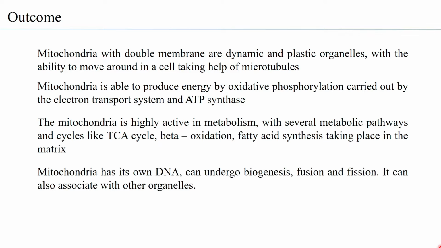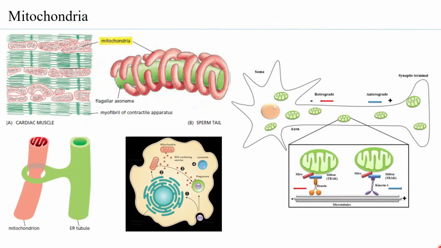Mitochondria have their own DNA. They can undergo biogenesis. They can show features such as fusion and fission, and they can also associate with other organelles. So now let us look at the various aspects with regard to the mitochondria.